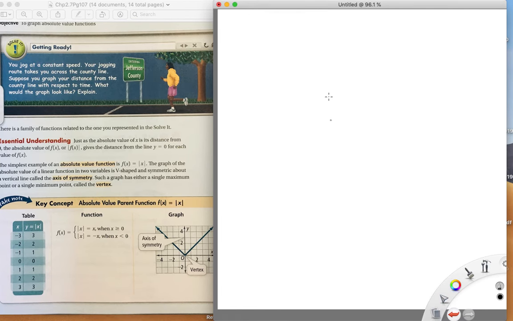So, for example, an absolute value graph is always in the form of a V shape. The axis of symmetry would be right down the middle. That would be my axis of symmetry. This guy would be my minimum vertex.